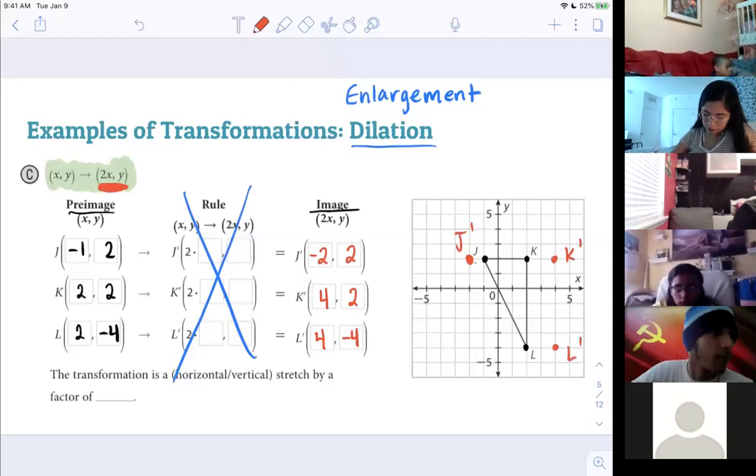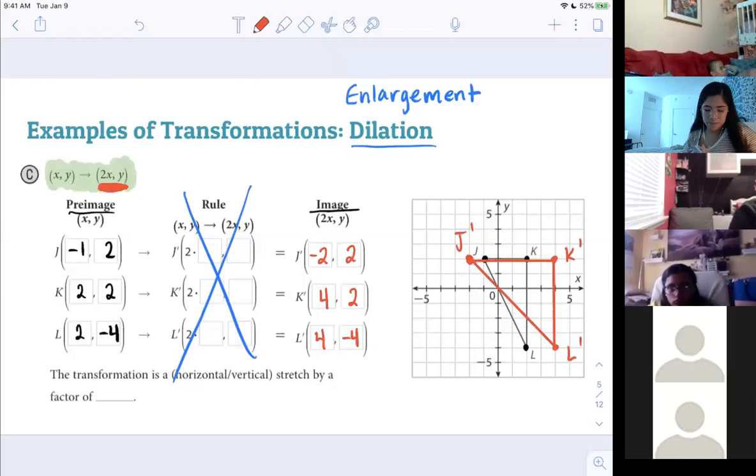Let me go ahead and connect all those points. Okay. Now, this one's a little bit different than the ones we've seen before. What is different about this? The factor. So it has a factor because, let's go back to the previous one.